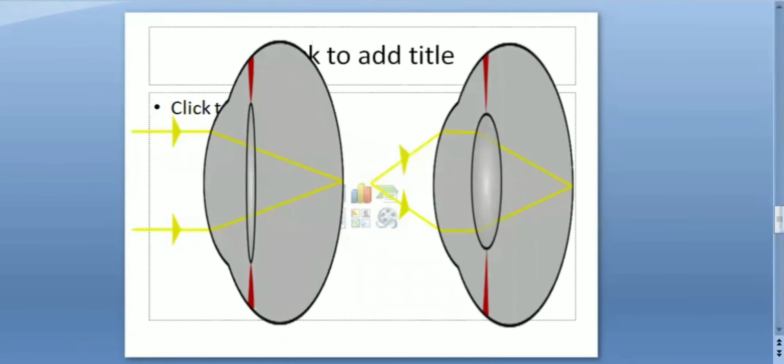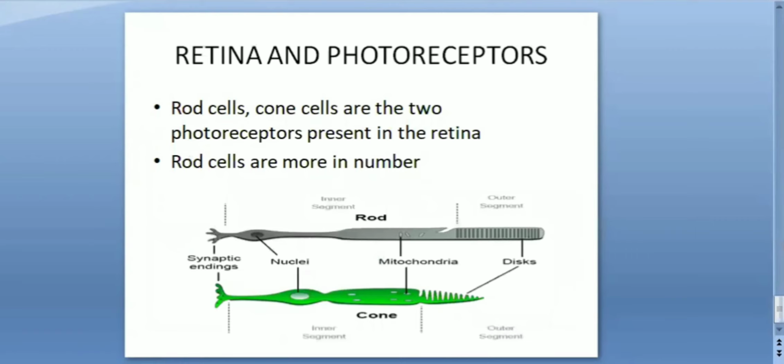Okay, then retina and photoreceptors. Don't you remember where the retina is present? What about the photoreceptors? And what do you mean by receptors? Yes, rewind it, all these things. Receptors are nothing but modified neurons, and photoreceptors means these receptors are stimulated in the presence of light, because the word photo means light. Okay, then what about the retina? Retina is the innermost layer.